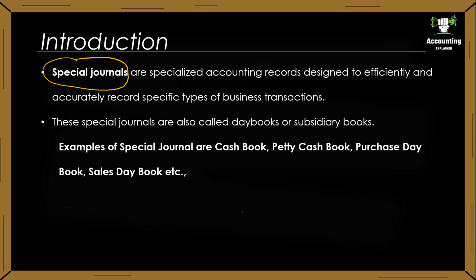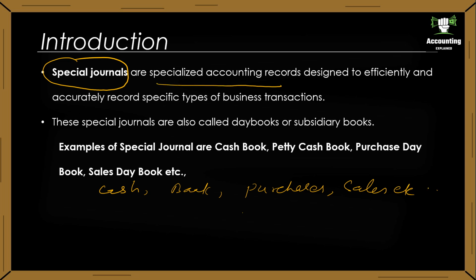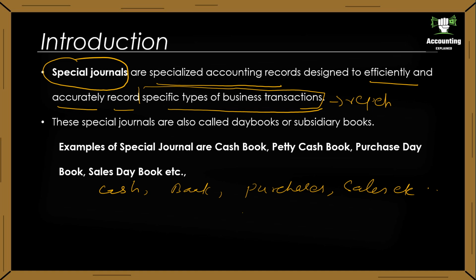Yes, cash, bank, purchases, sales, etc. So special journals are specialized accounting records designed to efficiently and accurately record specific type of business transactions. Here, specific type means repetitive, that comes too often in the business, the transactions that repeat often.